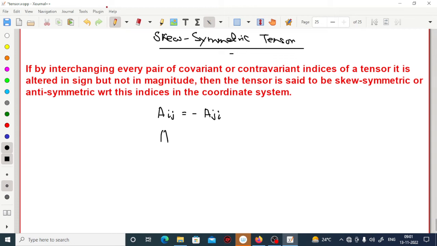So if I go to a mixed tensor of this type, আমি যদি একটু mixed tensor এ চলে যাই aijk, so then it should be negative of ajik. That is, the interchange is between two similar indices, either two covariant indices or two contravariant indices. In the first one, the interchange is between the two covariant indices. In the second case, the interchange is between two contravariant indices.